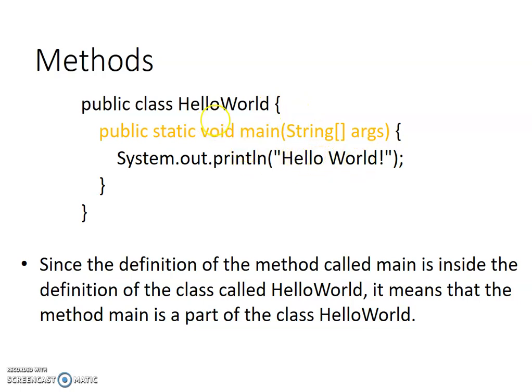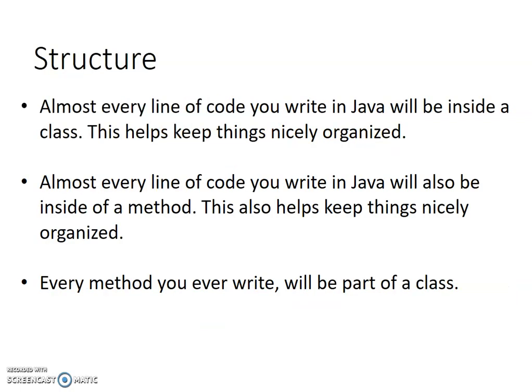So what we're saying here is we have this method main that is part of the class HelloWorld. And main is always the entry point of a Java program. So to enter any Java program, we execute the main method. So we always need to have a main somewhere. And in simple programs, we only have a main. We have our class, and we have our main method.